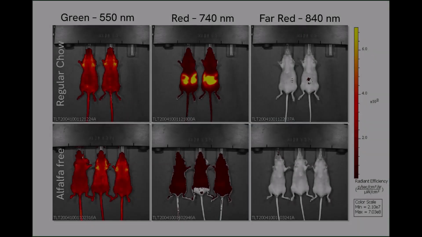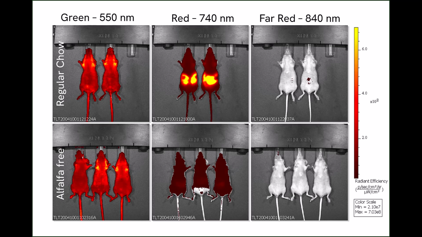Chow autofluorescence is a result of chlorophyll absorption and emission. Alfalfa-containing diets are high in chlorophyll content. Chow autofluorescence is most intense between 650 and 700 nanometers. Specifically formulated alfalfa-free diets can be used to minimize chow fluorescence.